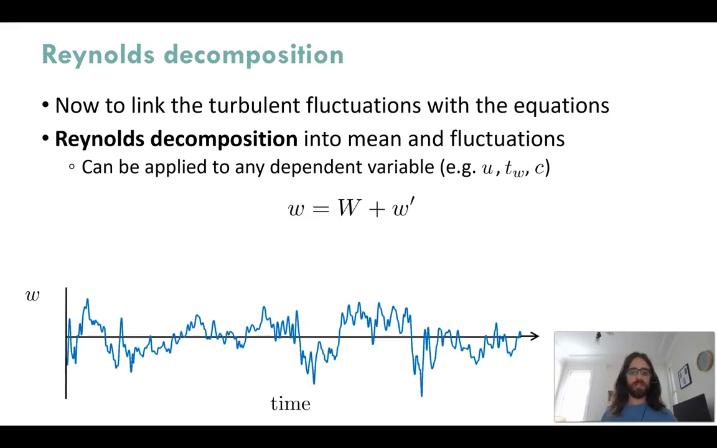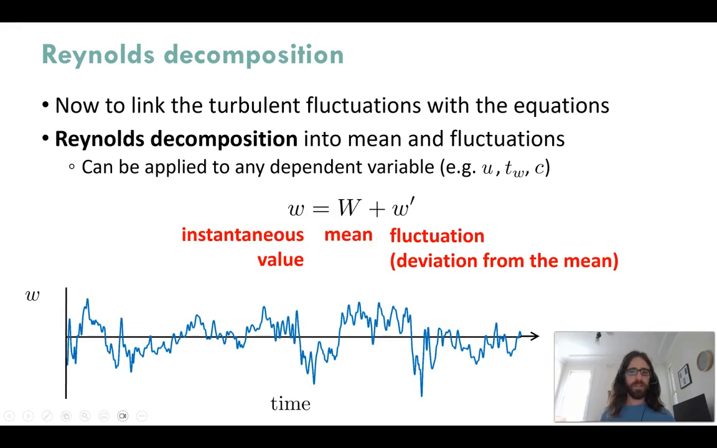This decomposition can be applied to any dependent variable that you have, for instance, your velocity, water temperature, and concentration. And what we're going to do is show the vertical velocity as an example corresponding to this sample time series. So in this case, we have the overall instantaneous value at any point in time can be written as a sum of a mean component and a fluctuating component. And looking into this example at the bottom, you have the mean component, and then the fluctuating component at any moment is the distance of the signal away from that mean.